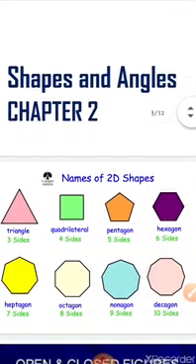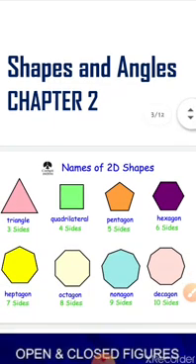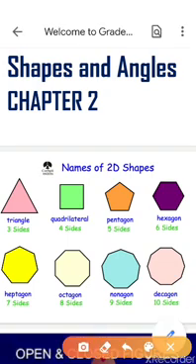So these are the names of 2D shapes, two-dimensional shapes. If you see, there are more types of shapes which have different sides in them. For example, if you have 3 sides, it's a triangle. And if it has 4 sides, you may call it a square, rectangle or a quadrilateral.